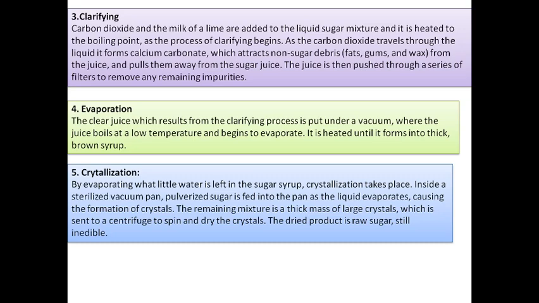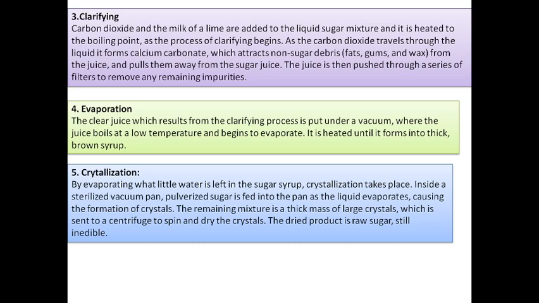So the next step is crystallization. By evaporating, little water is left in the sugar syrup. Crystallization takes place. Inside a sterilized vacuum pan, pulverized sugar is fed into the pan as the liquid evaporates, causing the formation of crystals. The remaining mixture is a thick mass of large crystals which is sent to a centrifuge to spin and dry the crystals. The dried product is raw sugar, still inedible.